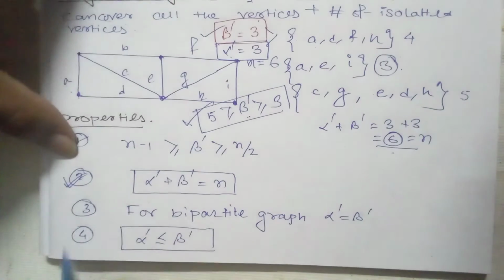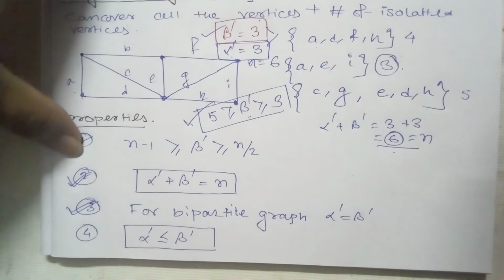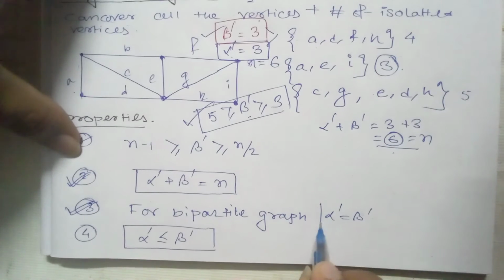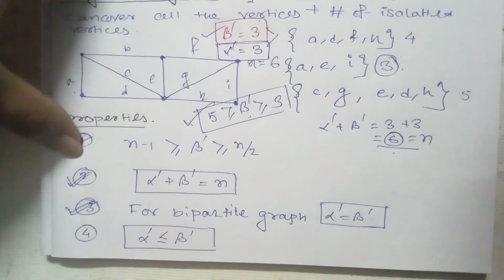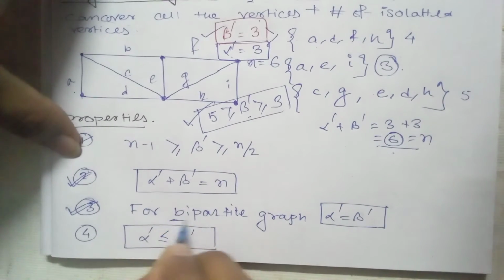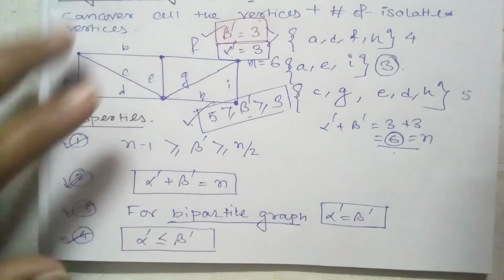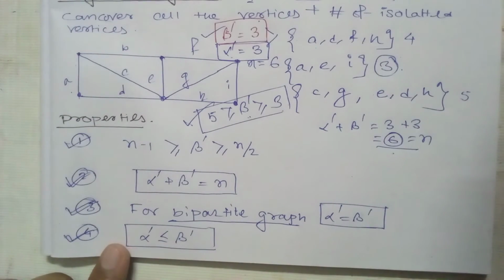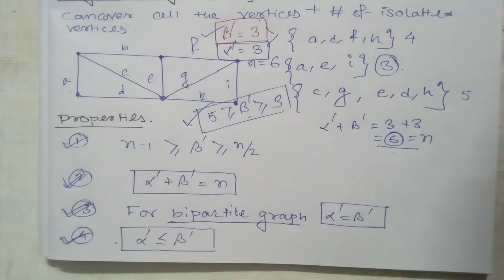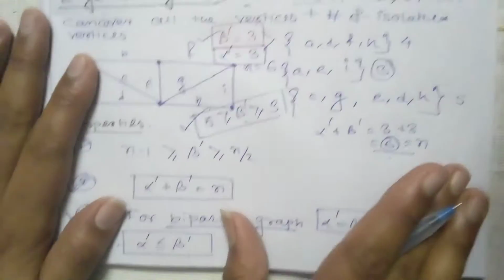Another special property: for a bipartite graph, alpha dash is equal to beta dash. What is a bipartite graph? I have explained it in the first video. And the next thing we can say is that alpha dash is always less than or equal to beta dash. So these are some properties of matching number, edge covering, and edge covering number.